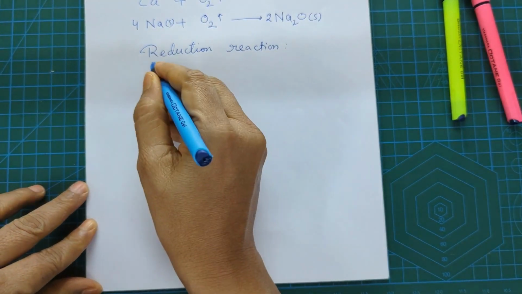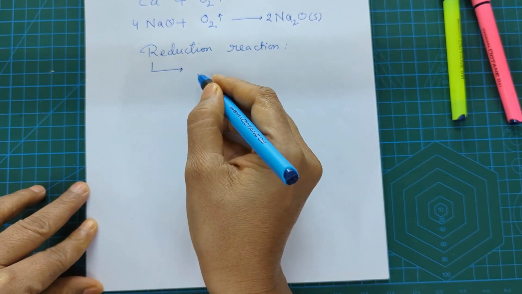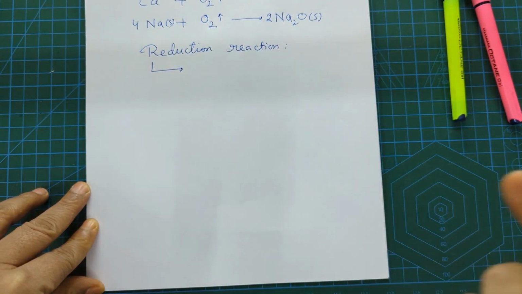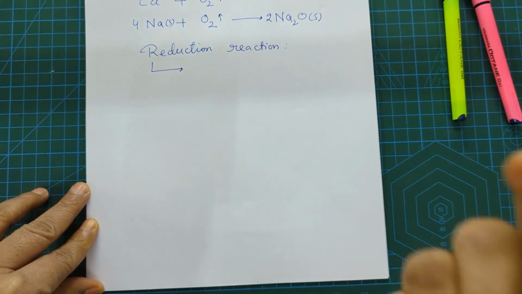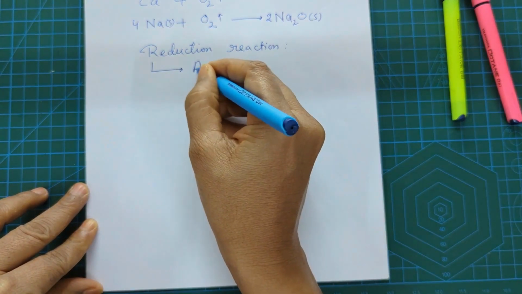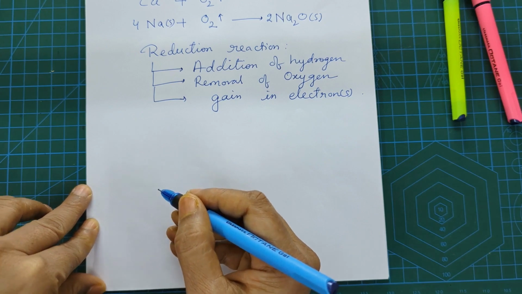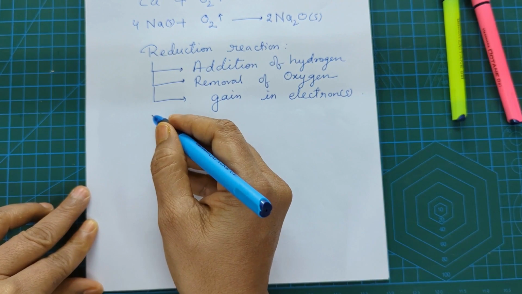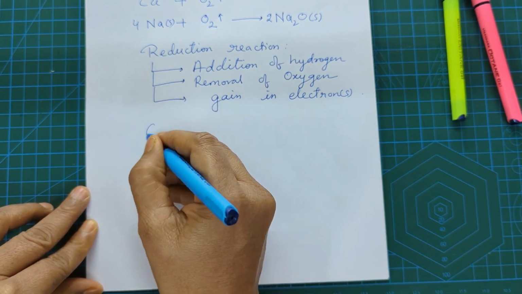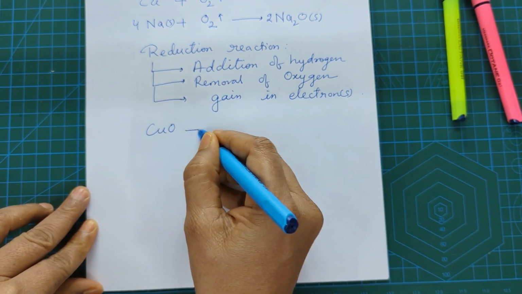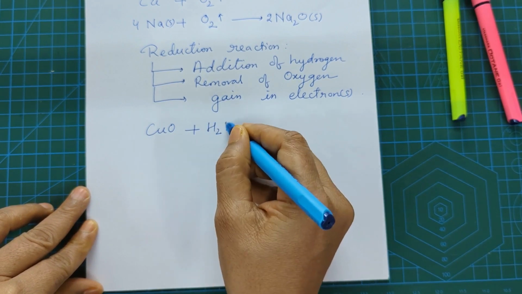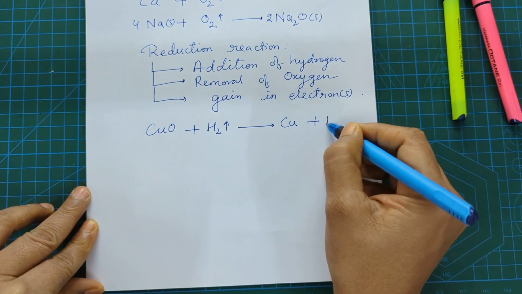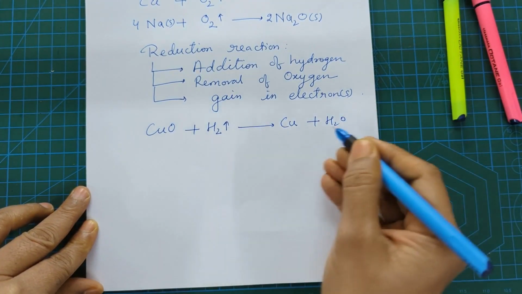Now reduction reaction, what is the meaning of reduction reaction? Reduction is the addition of hydrogen or removal of oxygen or gain in electrons. So the example of reduction reaction can be a continuation of oxidation reaction, like copper oxide. Copper oxide, through which if hydrogen gas is passed, forms copper and water. This is a reduction reaction.